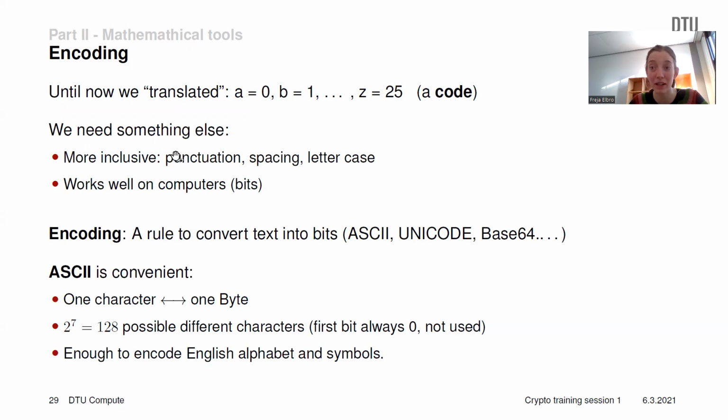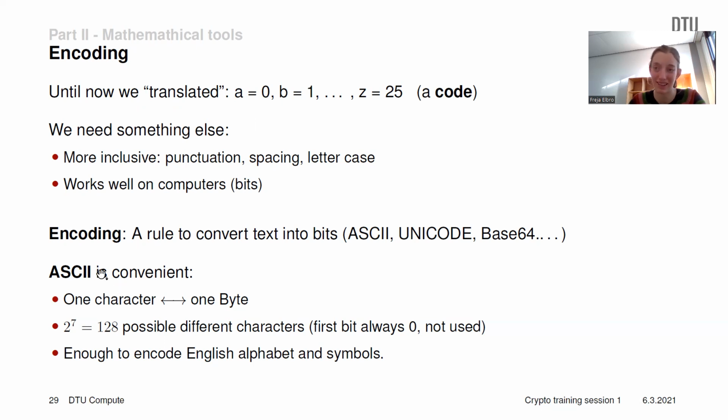In particular, we want to translate into binary numbers because we want a computer to be able to work with our encryption. That's going to give us a lot more computing power than if we have to do everything by hand. There are a lot of different ways to translate text into numbers. We'll talk about the one called ASCII, but there's also Unicode and base 64 and others.